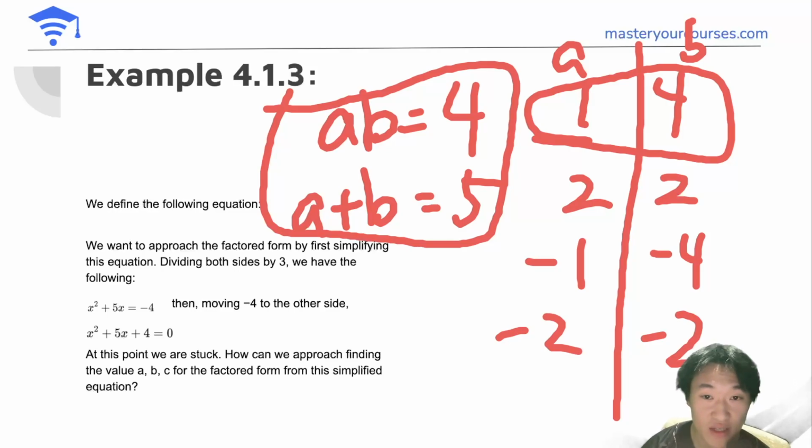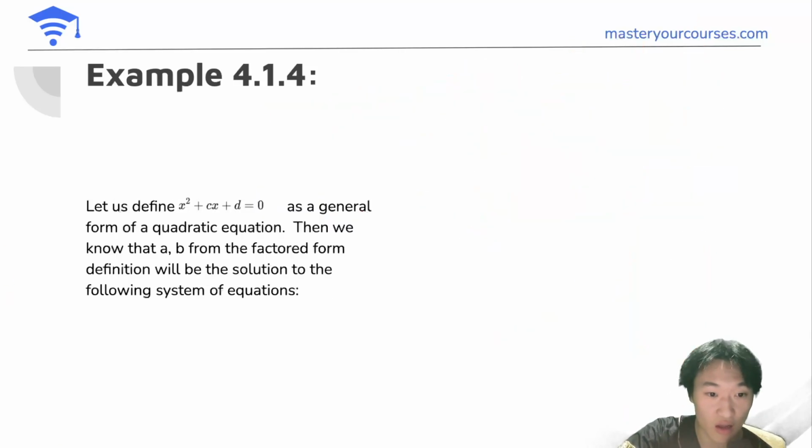But what if a times b is equal to, say, 10,000, and a plus b is equal to 792 or something, right? Then there are so many possibilities. How can you possibly check them all by hand? And that's when we make use of a formula for the quadratic equation.